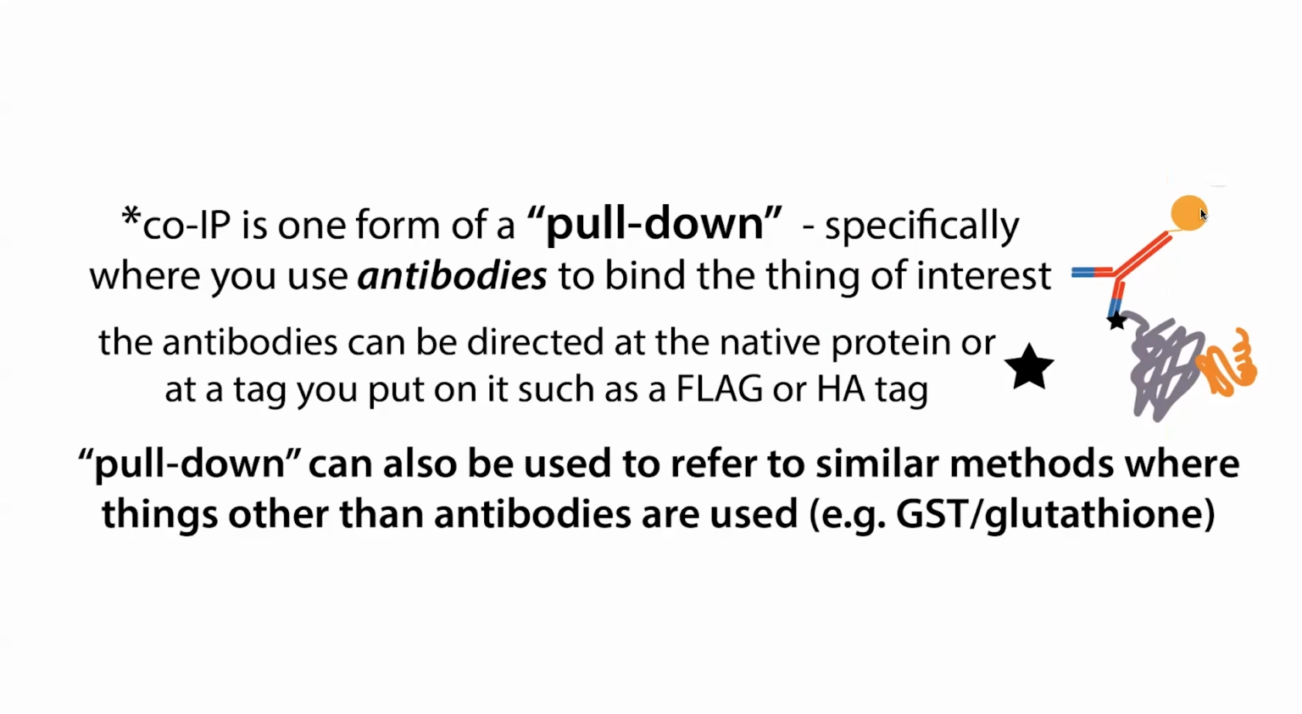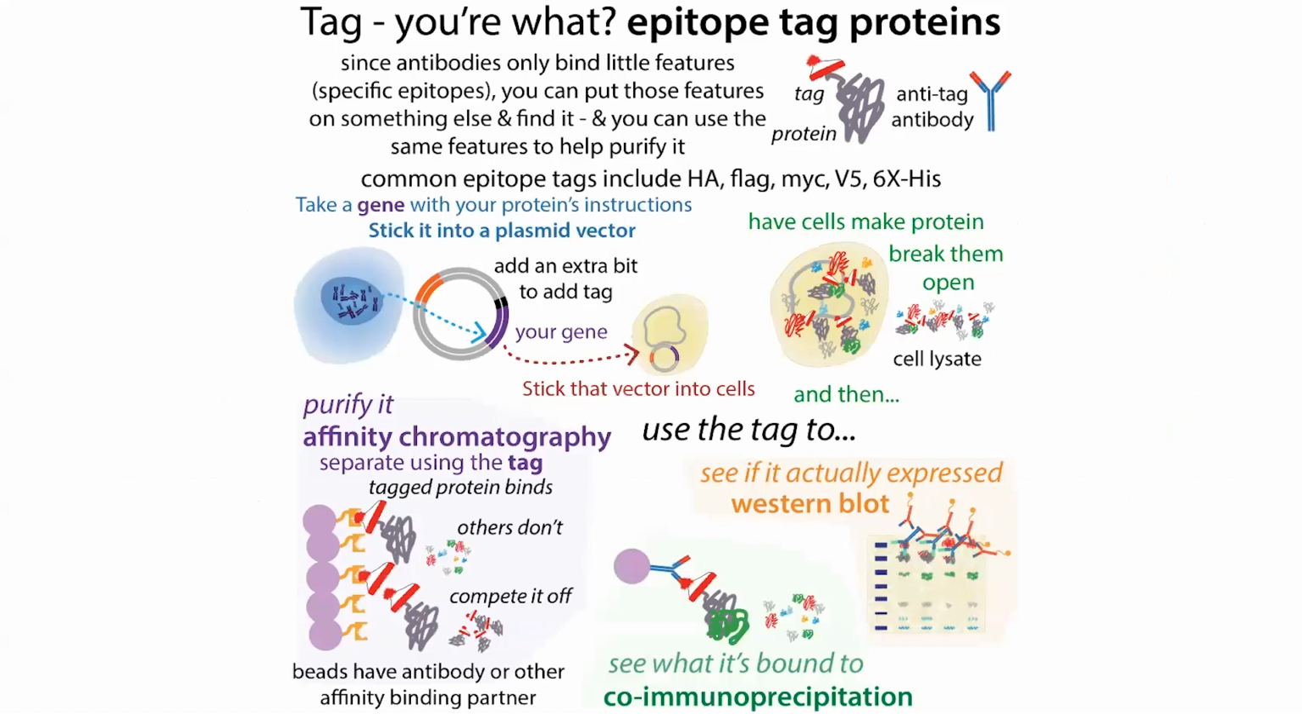In order to do this, however, you're going to have to do some genetic manipulation to stick that tag on. You're going to have to add the sequence that makes the tag onto the gene for your protein. So you're going to have to genetically engineer, genetically modify, the protein. This can be done in a couple of ways.